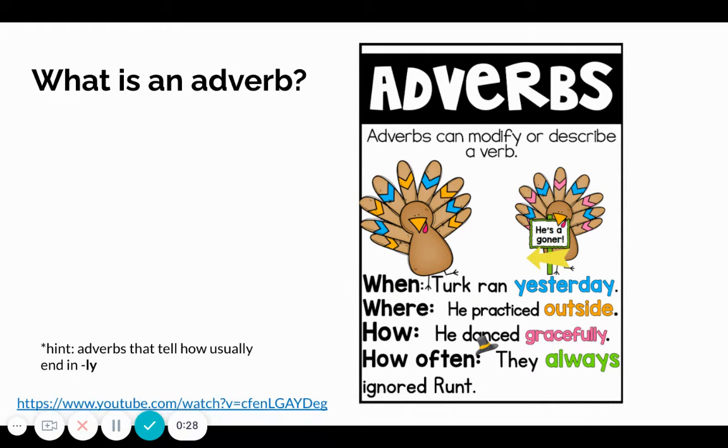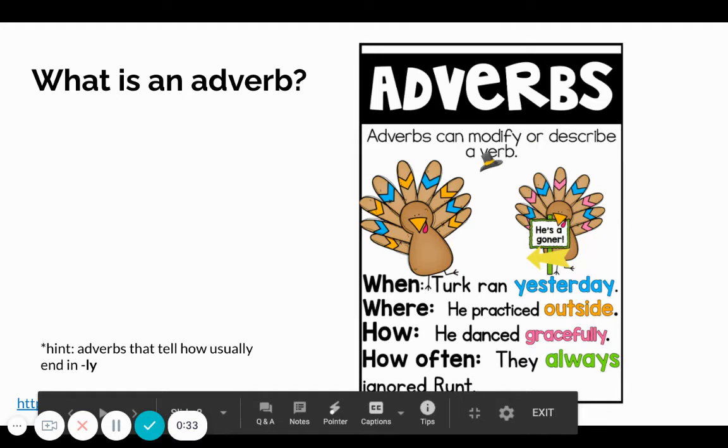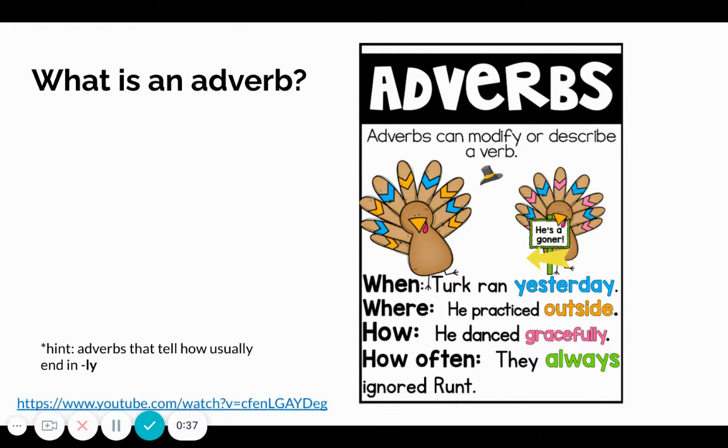What is an adverb? An adverb is a word that can modify or describe a verb. Remember, second graders, a verb is a word that we do, an action word, such as run, jump, sleep, read, eat, those types of things. So adverbs, boys and girls, modify or describe a verb, the action word.